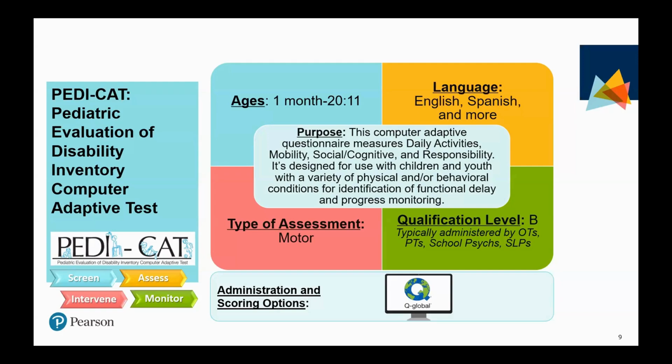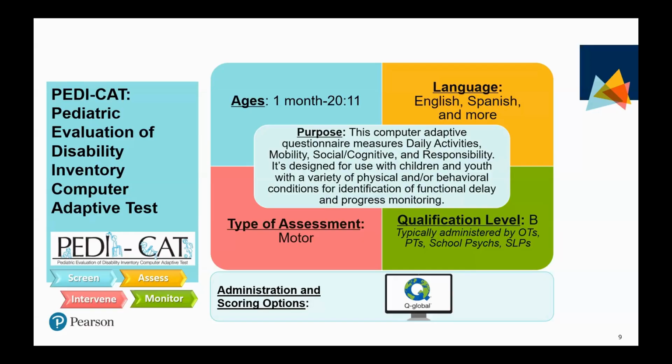What the PDCAT measures is abilities across 4 key domains. You have daily activities, which covers self-care tasks like eating, dressing, and hygiene. You have mobility, which evaluates both basic movement and navigating environments. There's a social cognitive domain, which assesses communication, social interaction, and problem solving. And then there's a responsibility domain, which tracks how responsibility for complex multi-step tasks shifts from caregiver to child over time.